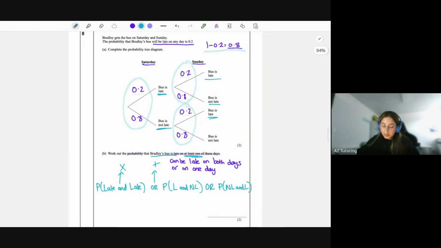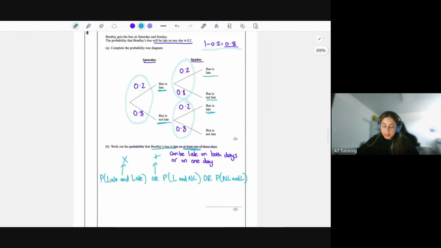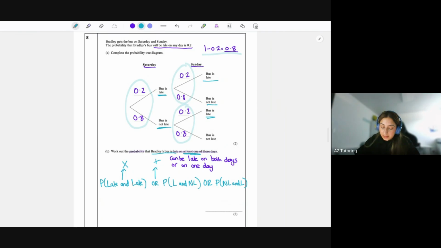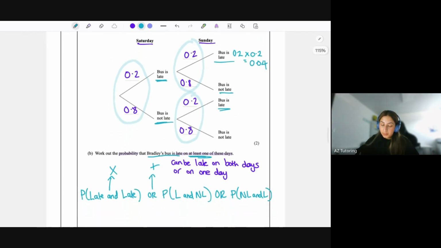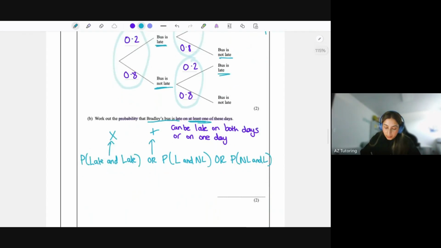So first, let's work out what the probability is going to be for late and late. Late and late is going to be 0.2 times 0.2, which equals 0.04. So we've got the probability that it's going to be late on both days, which is 0.04.